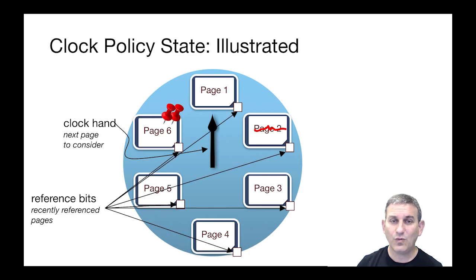In addition, you'll notice one extra piece of metadata here, which are these little rectangles in the corners of the frames. We're going to call these reference bits, and they're going to mark recently referenced pages. And you'll see this is going to give pages sort of a second chance to get referenced before they get replaced. You'll see how this works.